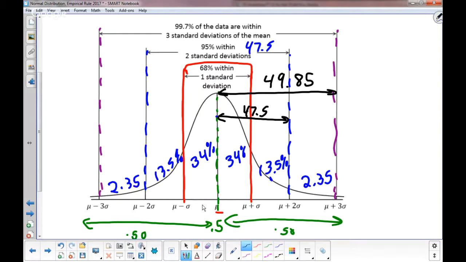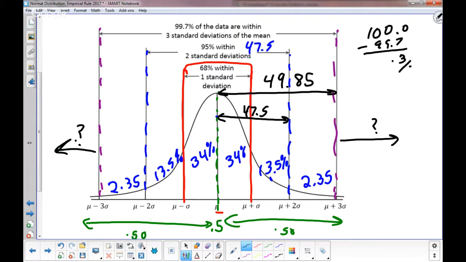Now, what does that leave us on the outside? How much is out here and how much is out here? Well, let's think about it. If 99.7% of the data is between those two marks, how much is left over? Well, it's 100 minus 99.7, and that's 0.3. And if you divide that by 2, it's 0.15. So each area outside of it is 0.15.